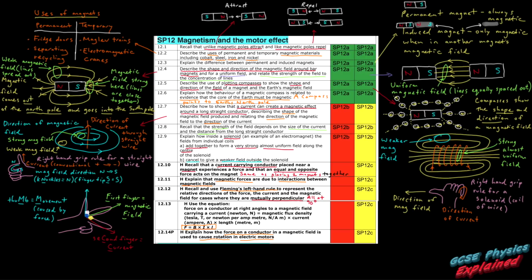Use the equation F equals BIL. So that's the force on a conductor at right angles will equal the magnetic flux density times by the current times by the length. So if it is on your exam, they'll just give you the equation and the numbers and just pop them in.